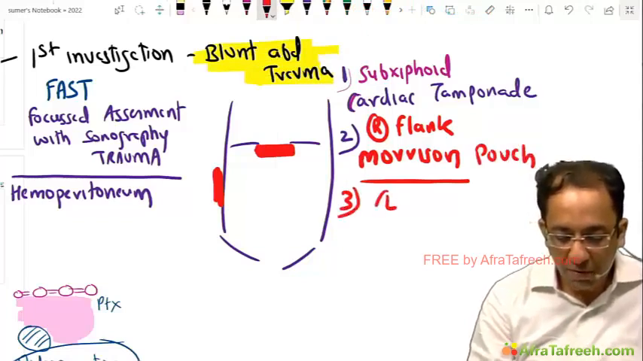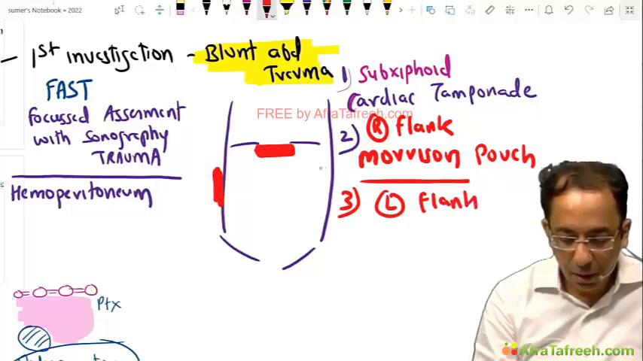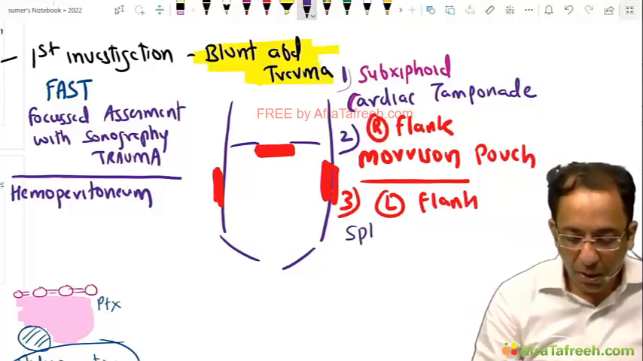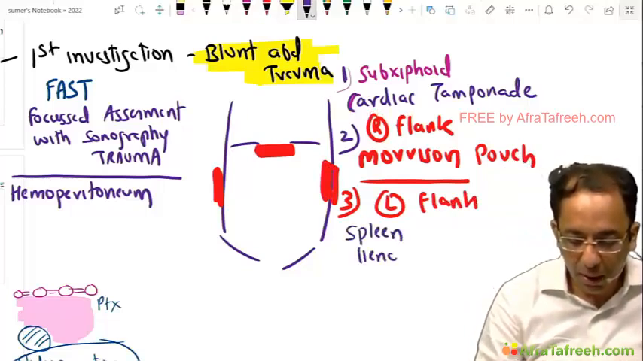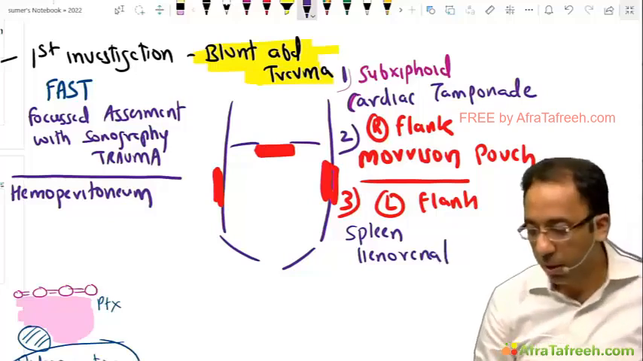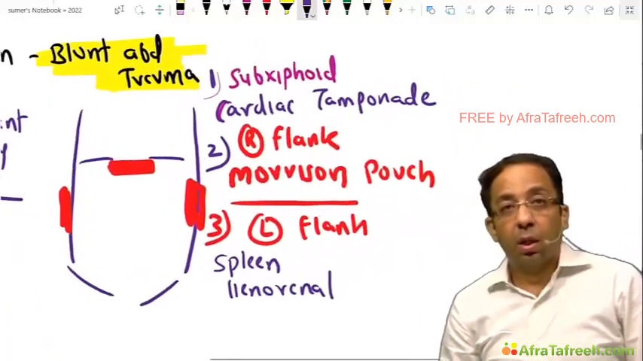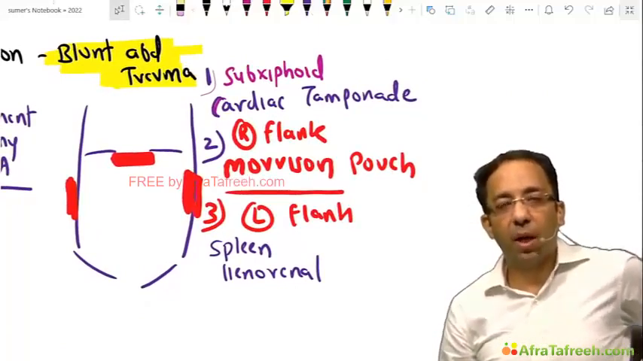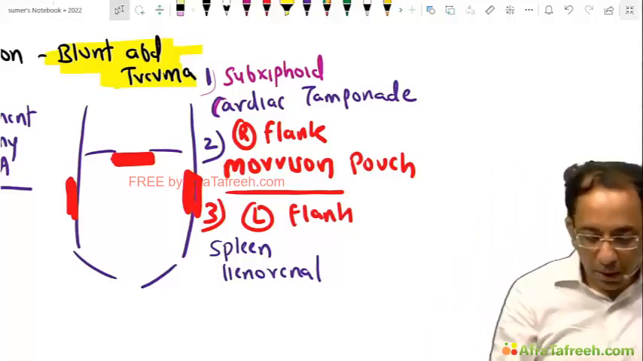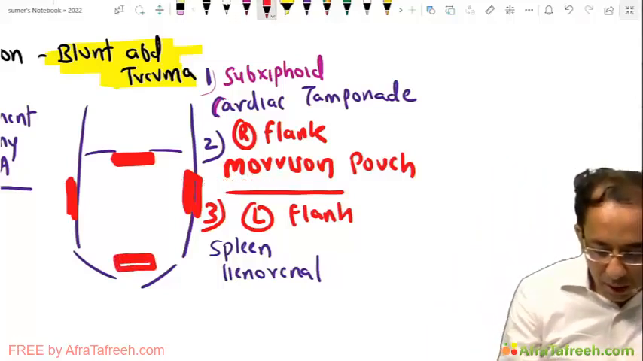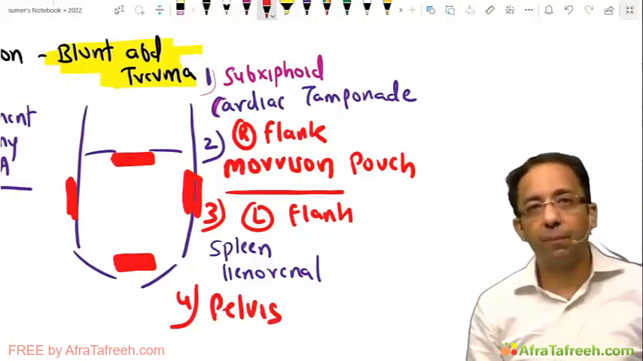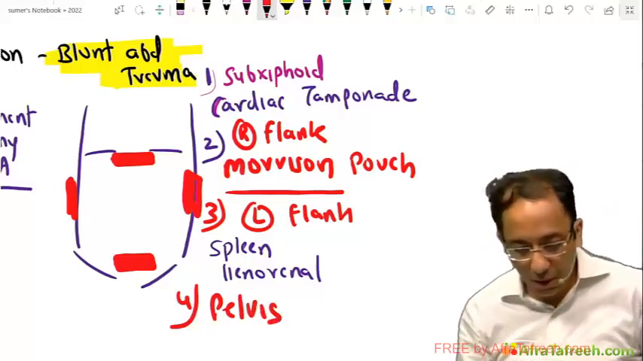Then I keep the probe in the left flank. In the left flank, I try to look for any obvious splenic injury and any blood in the splenorenal recess. Then I keep the probe in the pelvis to look for any pelvic blood. So this is how you do a FAST.